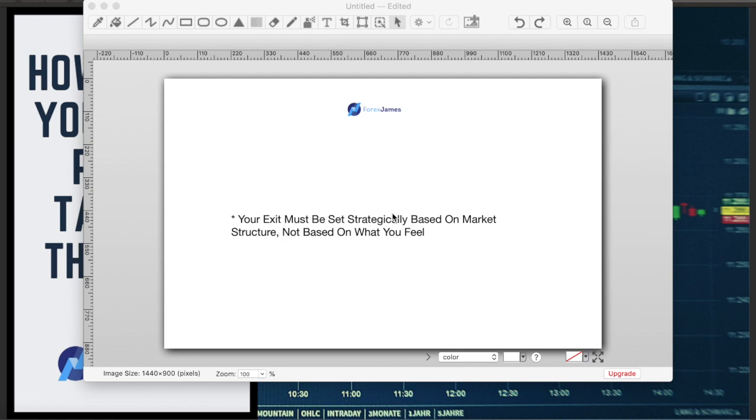And of course, there are lots of emotions that go on after you have a position or when you're about to place your trades. So it's important to go back to what you see on the market structure, not so much what you want or what you feel or what you think. Set your TPs on what you see.